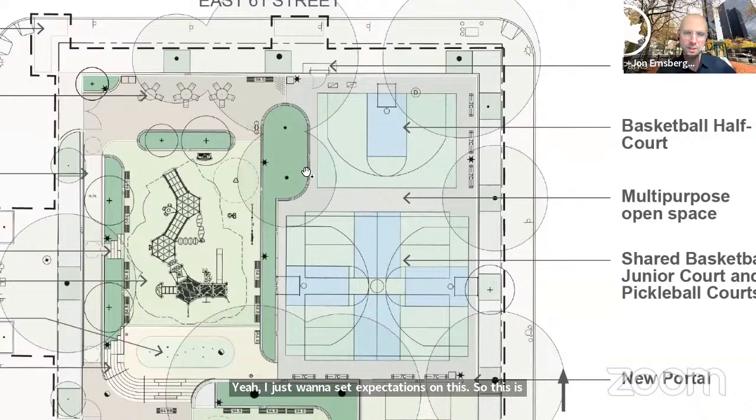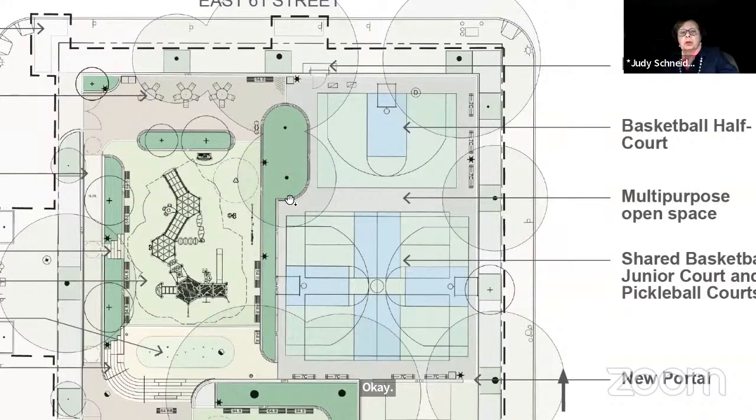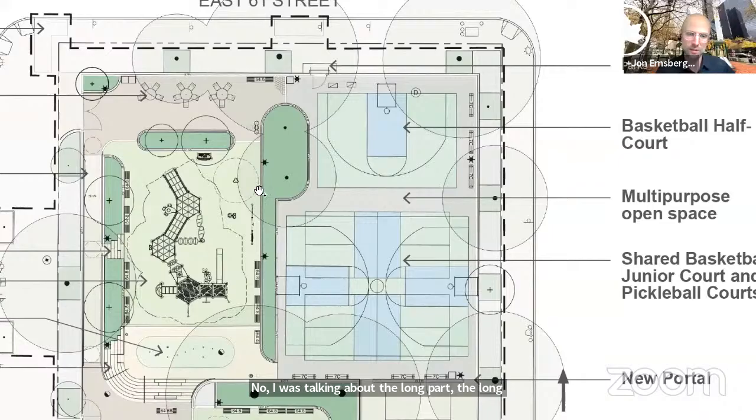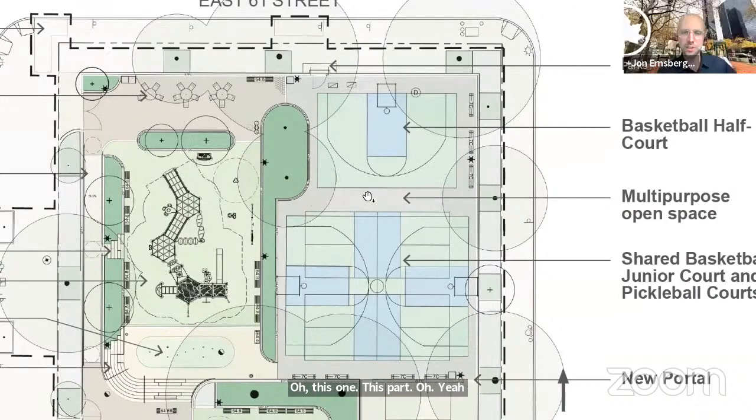This is one of the sacred lines that is for the tree's root zones. So every time we redo a park, you're going to see that. Oh, you were talking about the long part. Oh, sorry. The long part, this part. Yeah, maybe you could narrow that a little bit if you need some more room to switch the pickleball courts the other way. Right. So we'll study it all. Yeah, it's just good feedback.